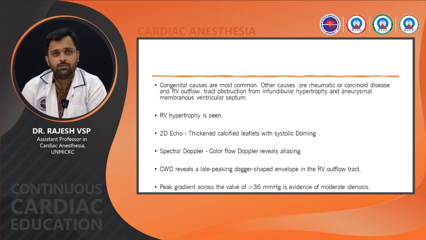Congenital causes are most common. Other causes are rheumatic or carcinoid disease and RV outflow obstruction from infundibular hypertrophy and aneurysmal membranous ventricular septum. RV hypertrophy in these scenarios is generally seen, and 2D echo puts forth thickened calcified leaflets with diastolic doming. Spectral Doppler shows color flow Doppler aliasing, and continuous wave Doppler reveals a late peaking dagger shaped envelope in the RV outflow tract. A peak gradient across the valve of 36 mm Hg is evidence of moderate stenosis.